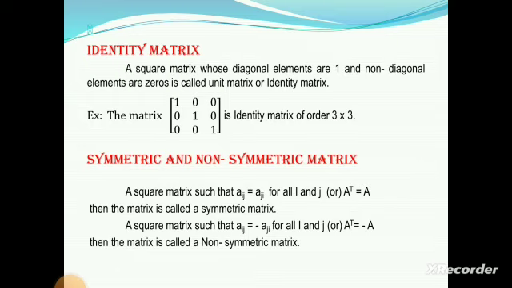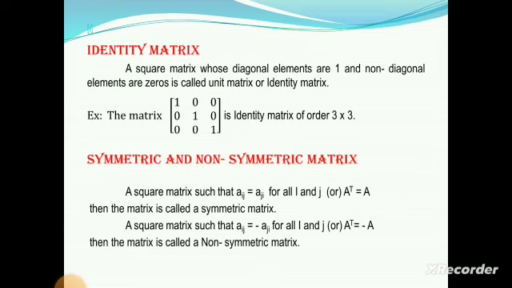Next we have the symmetric and non-symmetric matrix. For a square matrix, we can denote the matrix as Aij. If it is equal to Aji for all i and j, then the matrix is called a symmetric matrix. What are they saying here? If you have a matrix and you take the transpose of the matrix, and both are equal, that is, the matrix and the transpose of the matrix are equal, then it is called symmetric.